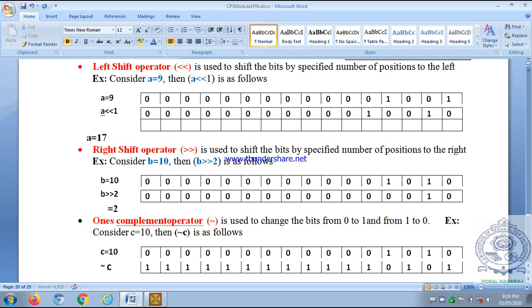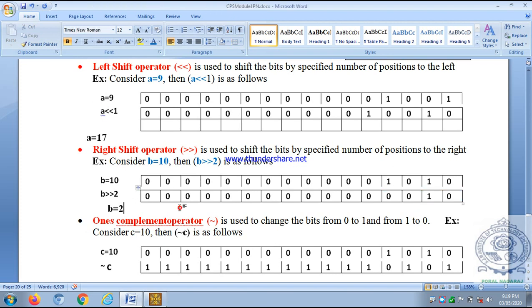The value of B is equal to 2, because if you apply the 8421 code, you just add the weights where ones are there, which means it will be 2. So this is what the left shift operator and right shift operator are. Okay, then ones complement.